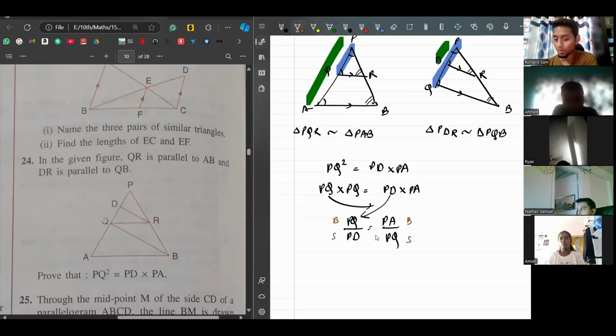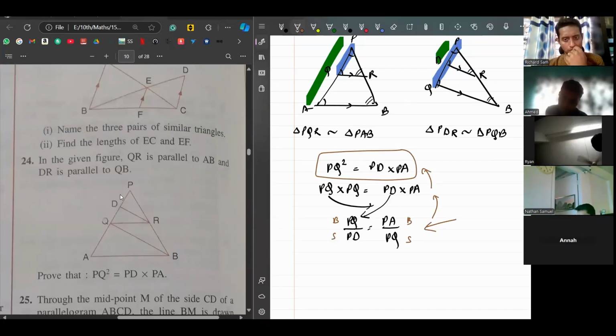Now this is what you have to prove. You have to get this. We don't know this as of now. This is what we have to get so that we can do it in reverse and get what they've asked us to prove. How do we write this now?